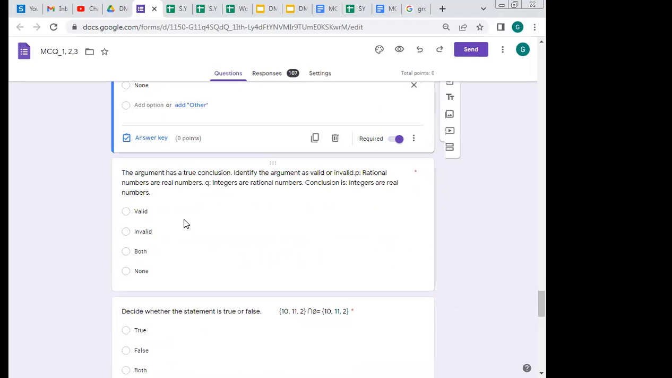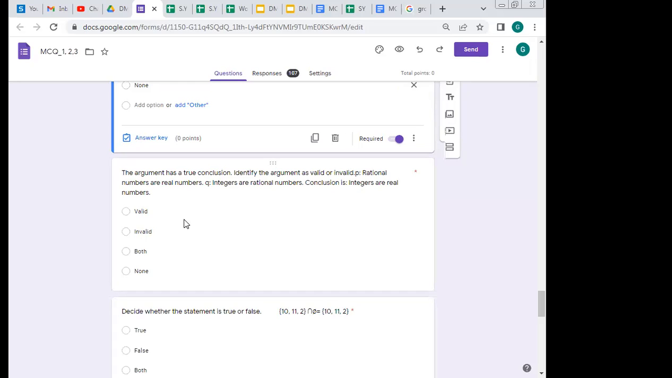Now next question is, the argument has a true conclusion. Identify the argument as valid or invalid. Okay, it has a true conclusion. We have to identify it. Is it valid or invalid? What are the propositions? Rational numbers are real numbers. Integers are rational numbers. Okay. Conclusion is integers are real numbers. Okay. Is it valid or not?